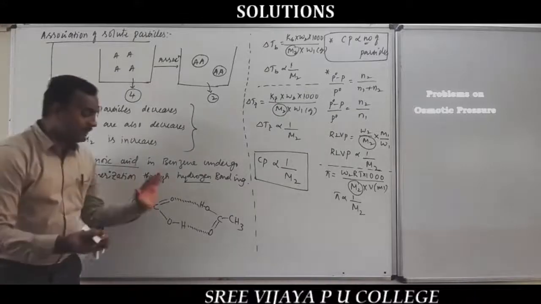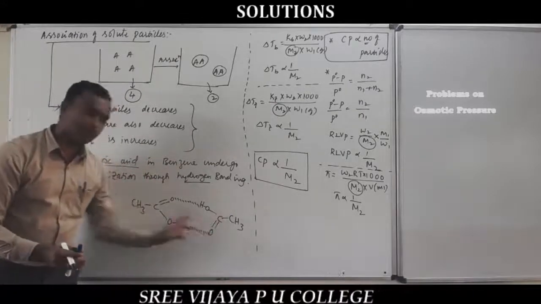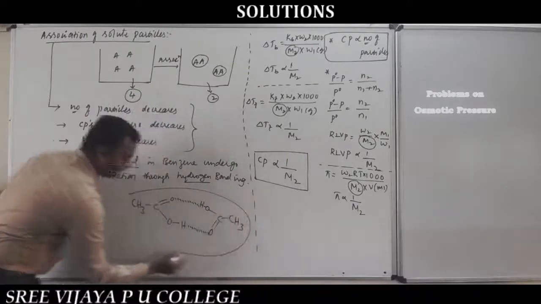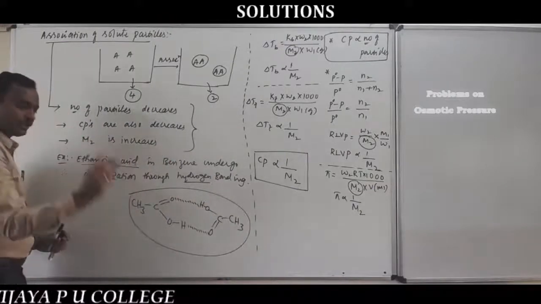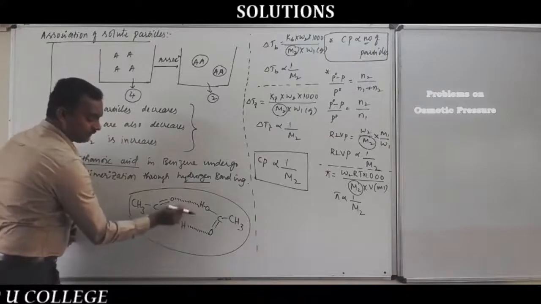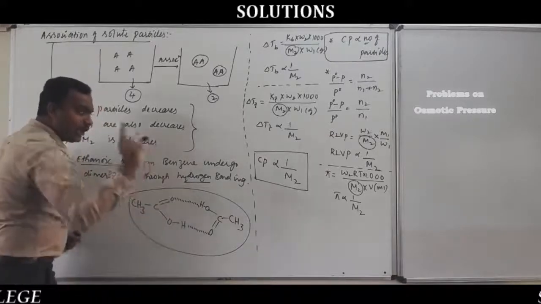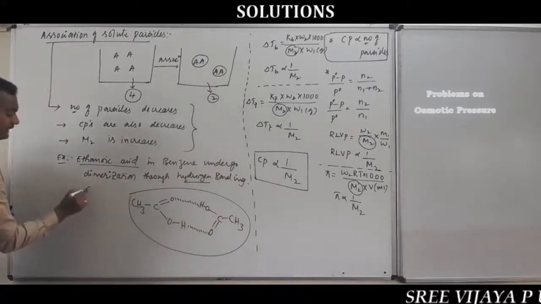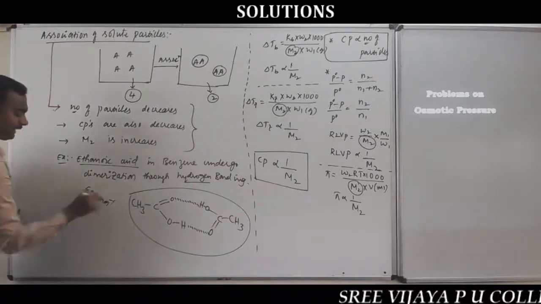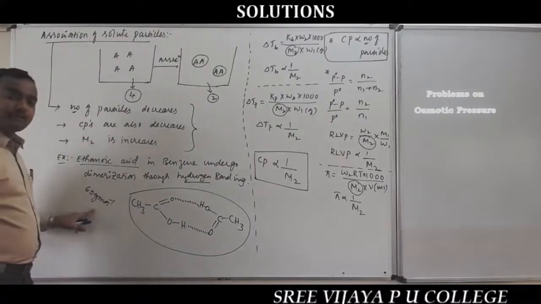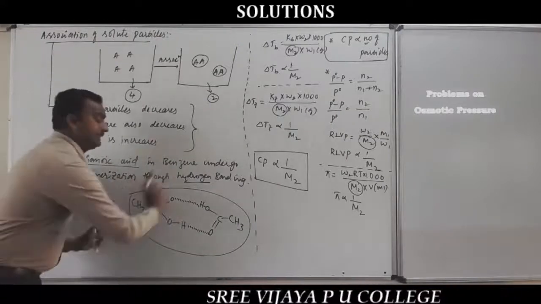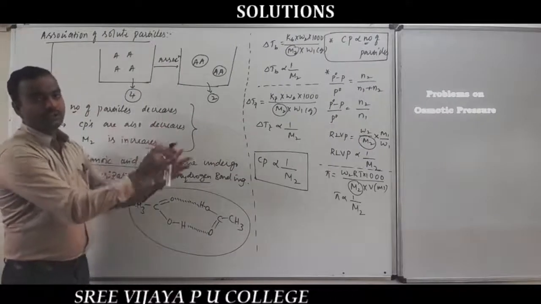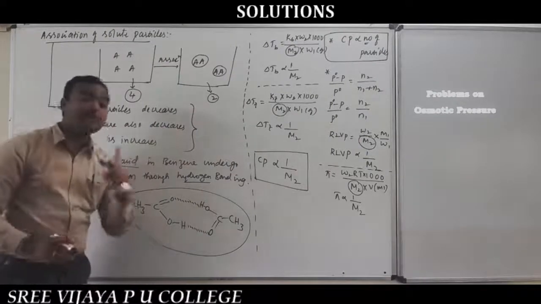Observe, before association there are two particles. After association, this acts as one single particle. The molar mass of acetic acid is about 60 gram per mole. After association, this completely becomes one particle. So the number of particles was 2, and after association it became one particle.